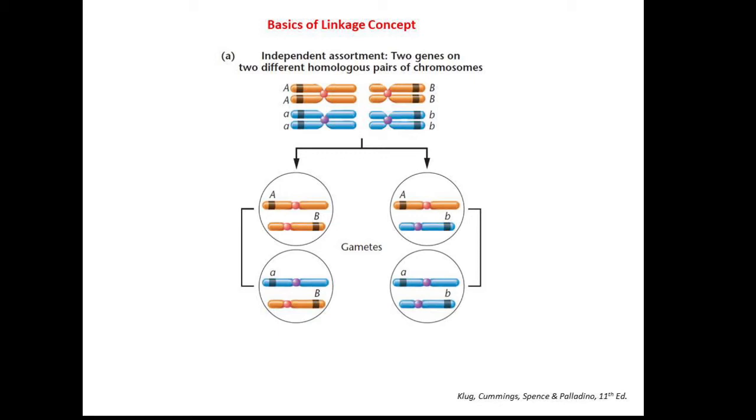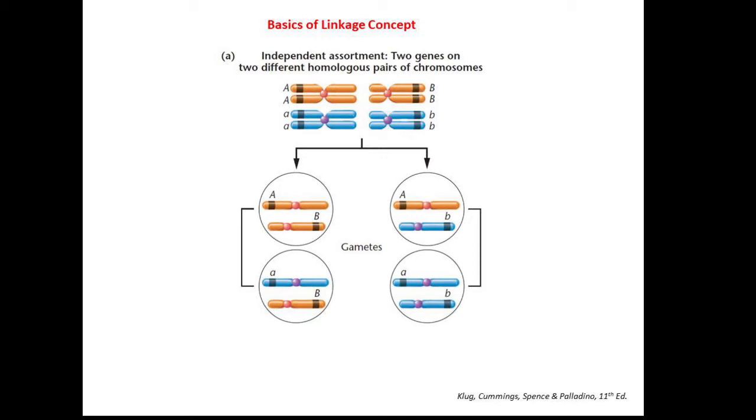In the left-hand lower panel, there is small a allele and capital B allele. On the right-hand side, upper panel, capital A and small b, and lower panel, small a and small b. These are now independently assorted, so there is nothing like a linkage concept in this case. It's independently assorted, and that's how gametes are formed. You have to understand this concept while we do the analysis for linkage mapping.